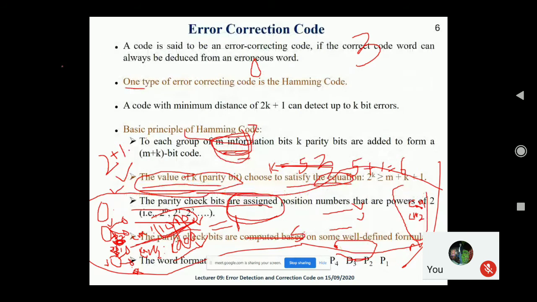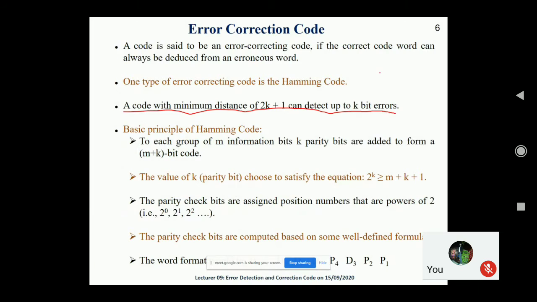Third point, this one. A code with minimum distance 2k plus 1. Suppose k equal to 1, only 1 bit is error. Then 2 into 1 plus 1, how much? It is 3. Are you getting my point? Yes, 3.